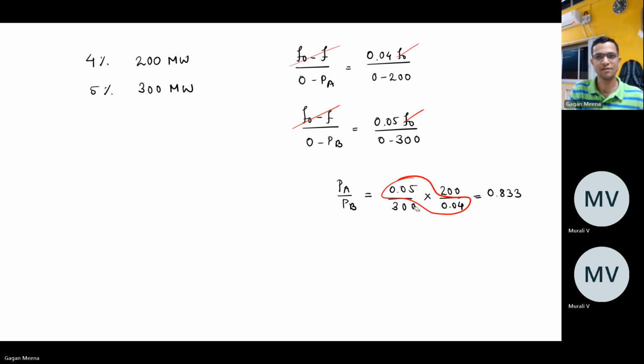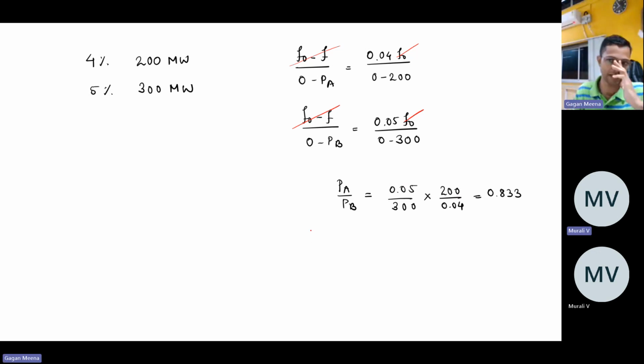So it becomes 2/3, which was already there, multiplied by 5/4. Earlier it was 5/5, so it was simply 2/3. Now it is 2/3 into 5/4. So 10 divided by 12, or 5/6.